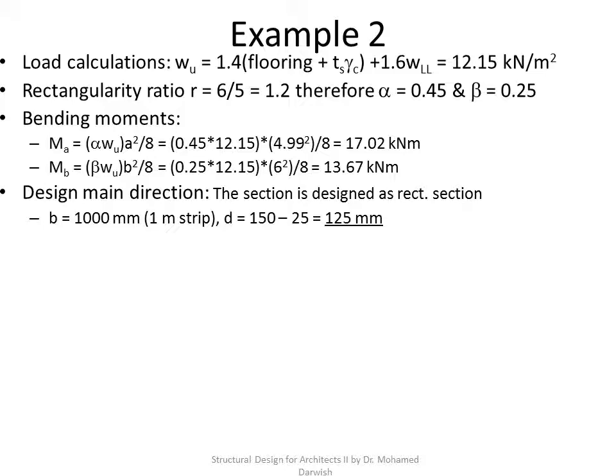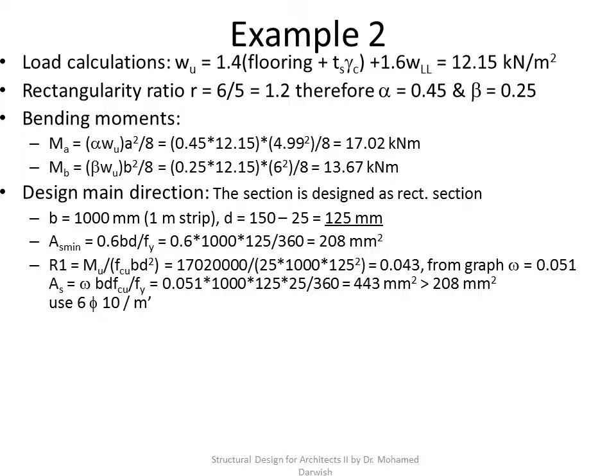So when looking at the main direction, what you should be careful about is that, because it is the main direction, the cover is only 25 millimeter. So you get the depth as 150 minus 25. In such a case, AS minimum is 208 millimeter square. When you do the R1 omega calculation, you get an AS of 443 millimeter square, which is more than 208 millimeter square. So this is 6 bars of 10 per meter.